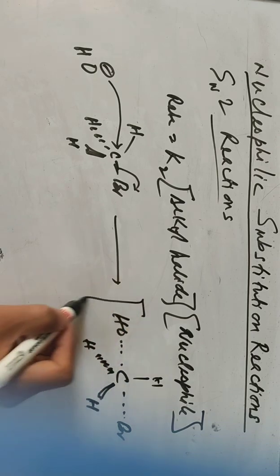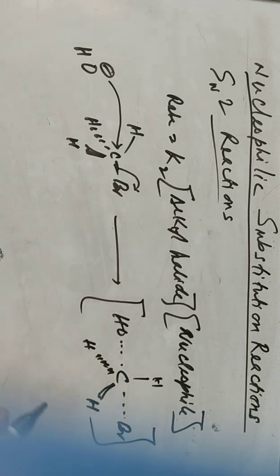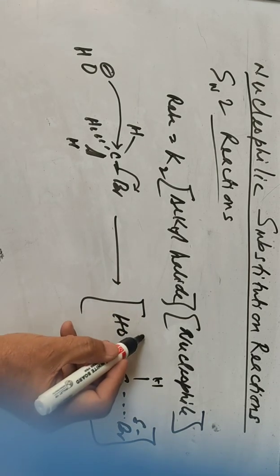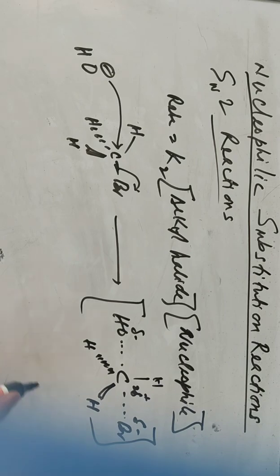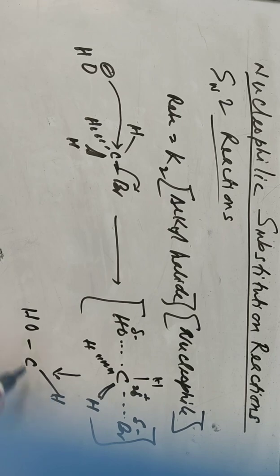This is the intermediate type, with delta negative and delta positive. Then simultaneously the leaving group finally leaves this intermediate complex system. Then we have OH, C, and hydrogens here.